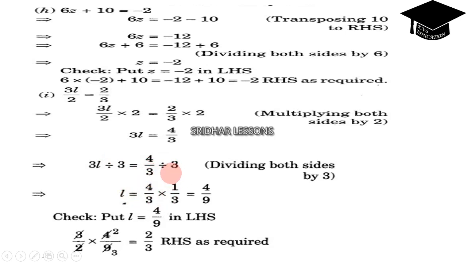That means L is equals to 4 by 3 into a reciprocal 1 by 3. That means 4 by 3 into 1 by 3. 4 into 1 is equals to 4. 3 into 3 is equals to 9. So L is equals to 4 by 9. To check, put the value of 4 by 9 on the left side. That means 3 by 2 into what is the value of L? 4 by 9. 3 by 2 into 4 by 9. Upon cancellation, we will get the value of 2 by 3, which is equals to right hand side as required. Okay.